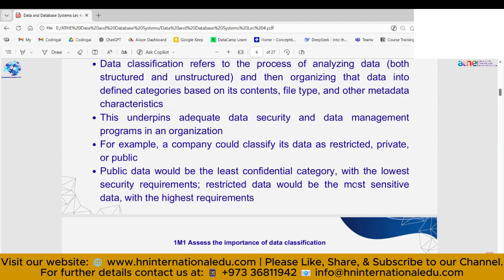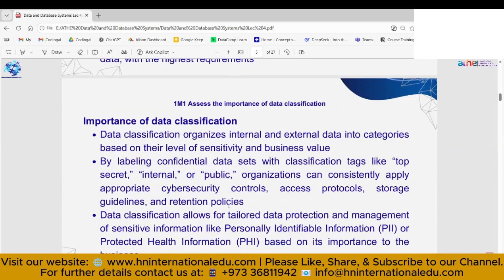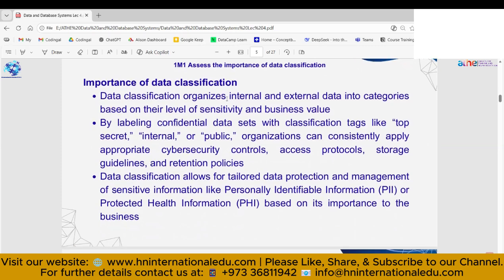And restricted data would be the most sensitive data. Why? Because it's restricted to only some people or just one person. That means only a specific group of people can access the data. And then data classification organizes internal and external data. If you remember, we discussed what is internal and external data, right? Into different categories based on their level of sensitivity, how sensitive the data is, and business value.